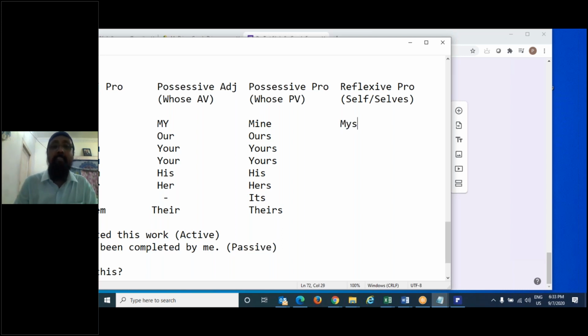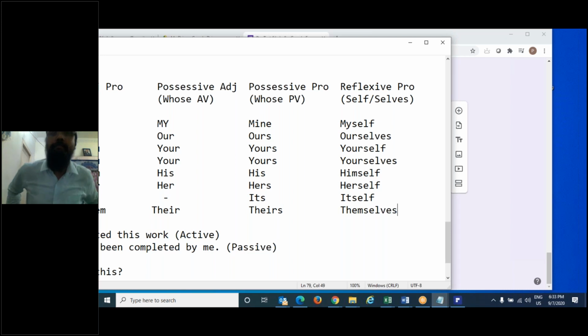I becomes myself, and our becomes ourselves. Your becomes yourself. Your, for plural, becomes yourselves, and he becomes himself, her herself, it itself, they themselves.